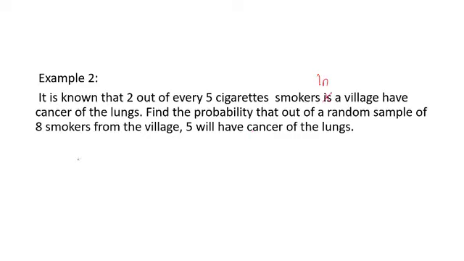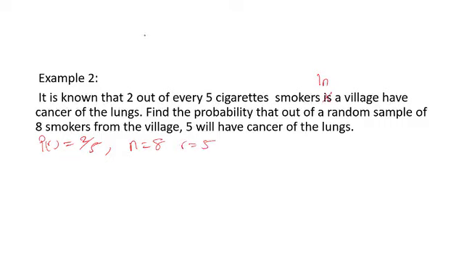So with this, let's start picking our terms that are needed. The probability of those that will have cancer, P, is equal to 2 over 5, because they say that's the value of our P. It is known that 2 out of every 5 cigarette smokers in a village. That's number 1. What's the value of our N? Out of how many trials? Find that out of a random sample of 8 smokers. So N is 8 smokers from the village, and 5 will have it. So our value of R is equal to 5.